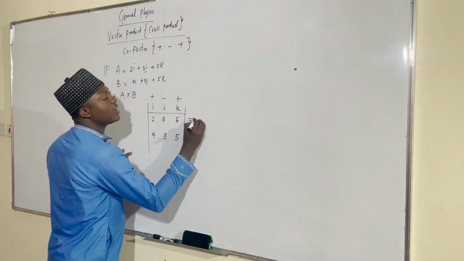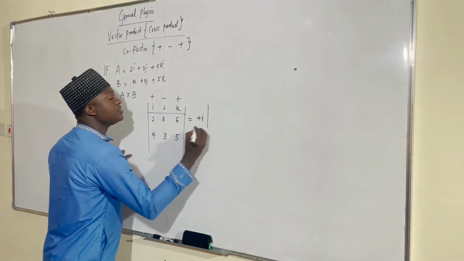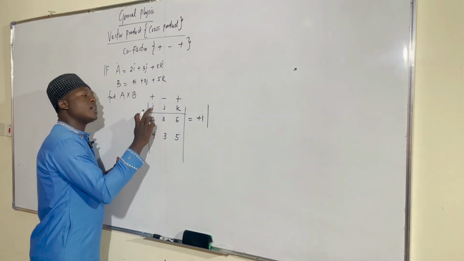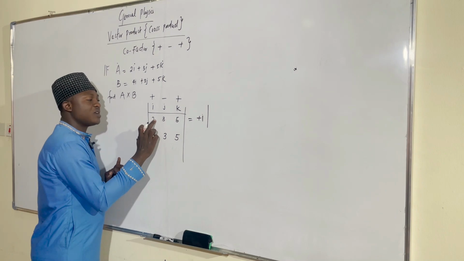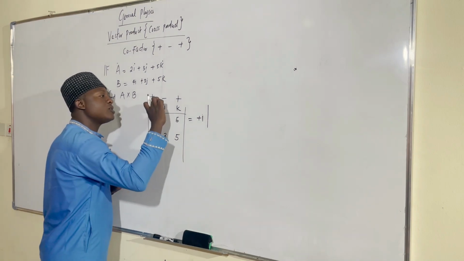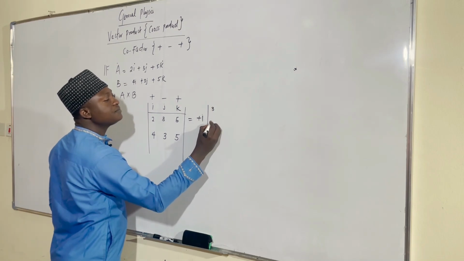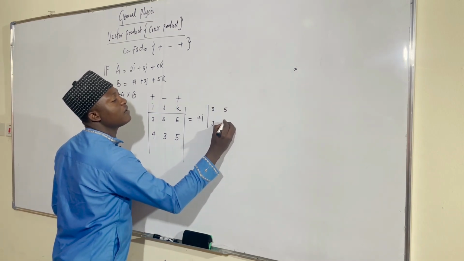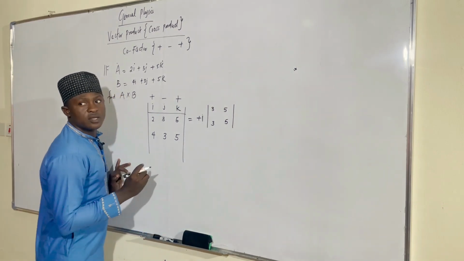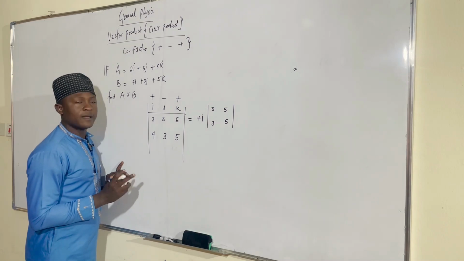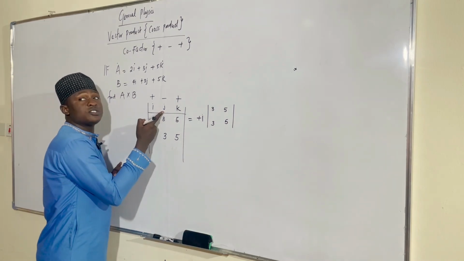How? I can have plus I. You see, the one that I have under I is what? 2 and 4. You are not going to take that one. You just take the one you have under J and under K. That is 3, 3, then 5 and 5. I hope you are following, right? Nice. So now I'm going to the second one.